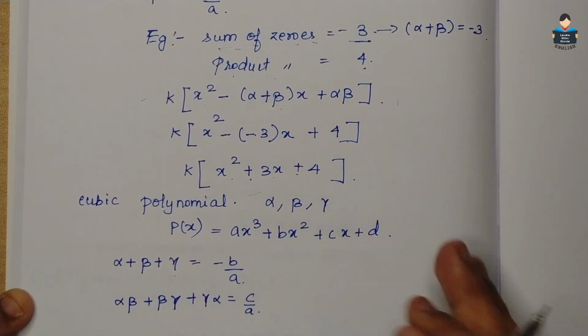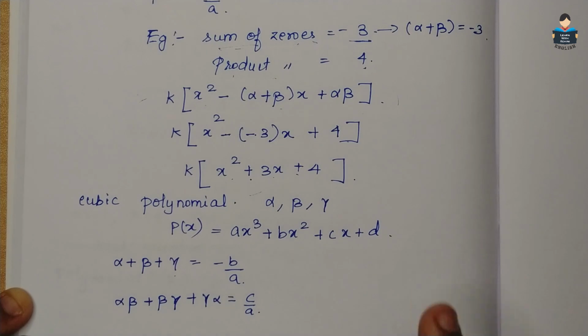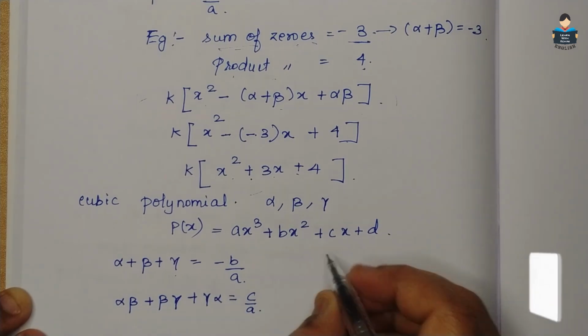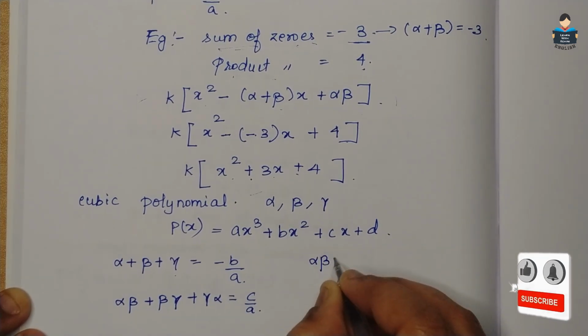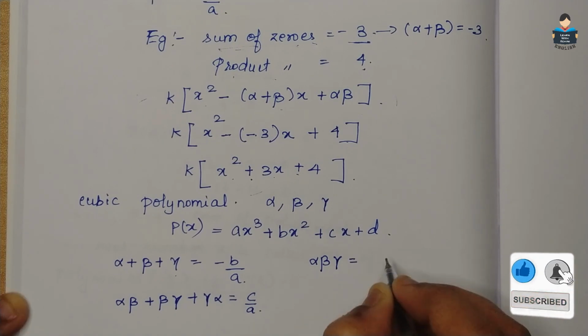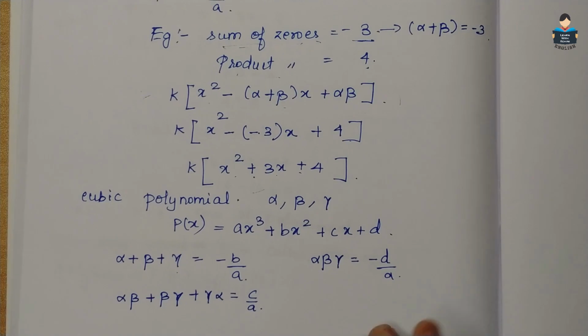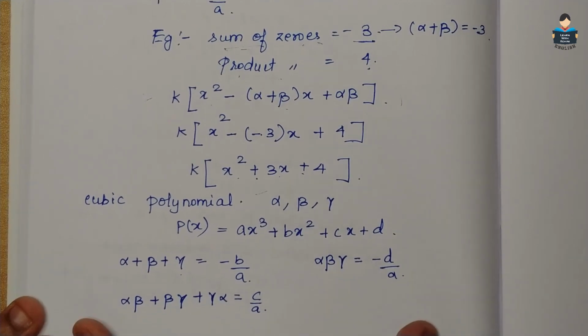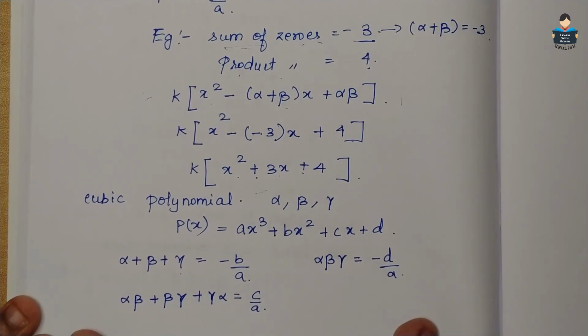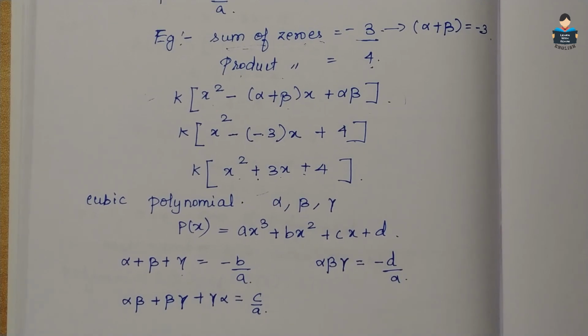And the third one, for the cubic polynomial we have 3 conditions. Alpha into beta into gamma will be equal to minus d by a. And we have to use these 3 conditions to verify the relationship for a cubic polynomial.